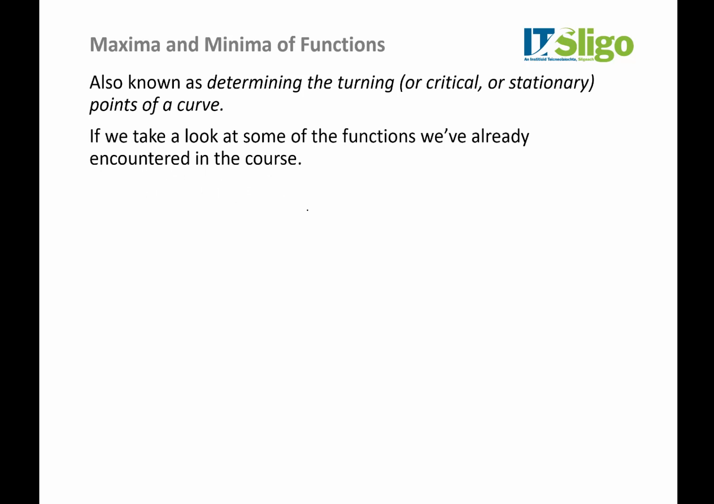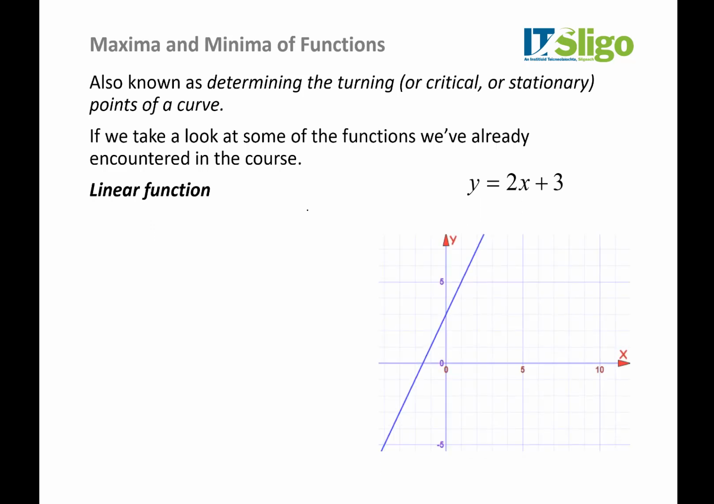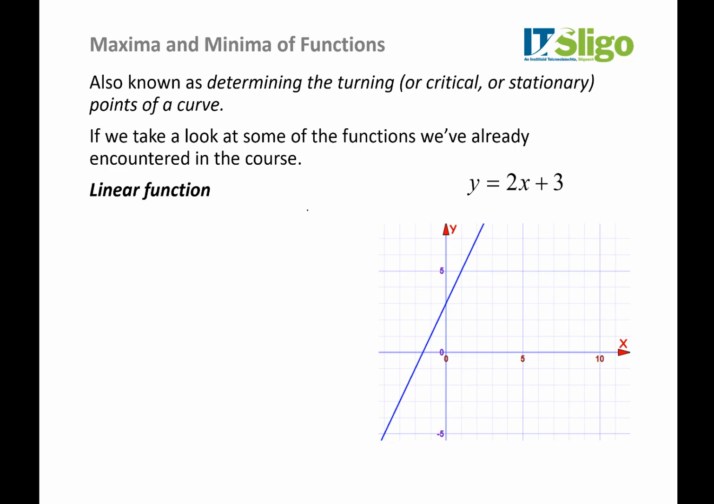If we take a look at some of the functions we've already encountered, we have the linear function. This is just a typical example: y is 2x plus 3. We look at the graph and there's no turning point. The slope is always positive. In this case it's got a slope of 2. We've got our y-intercept, but the curve continues at this slope forever, so it never turns. A linear function has no turning points. Remember, we identify a linear function by the highest power on x being 1.